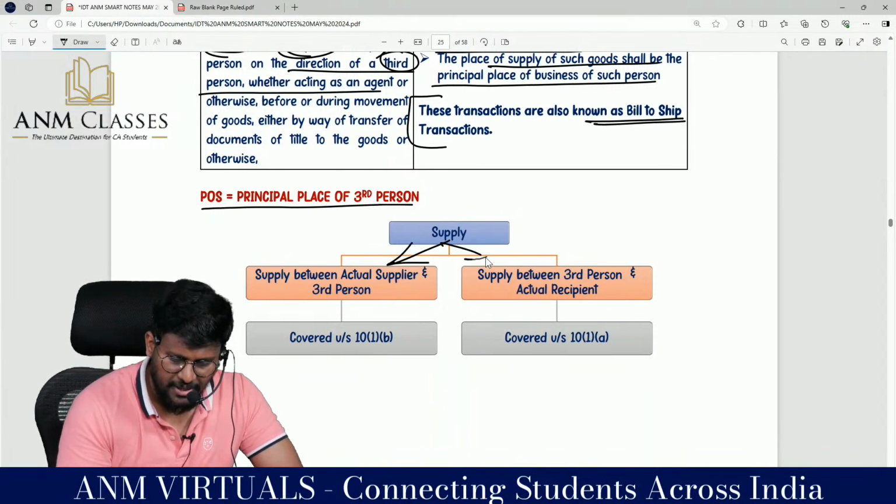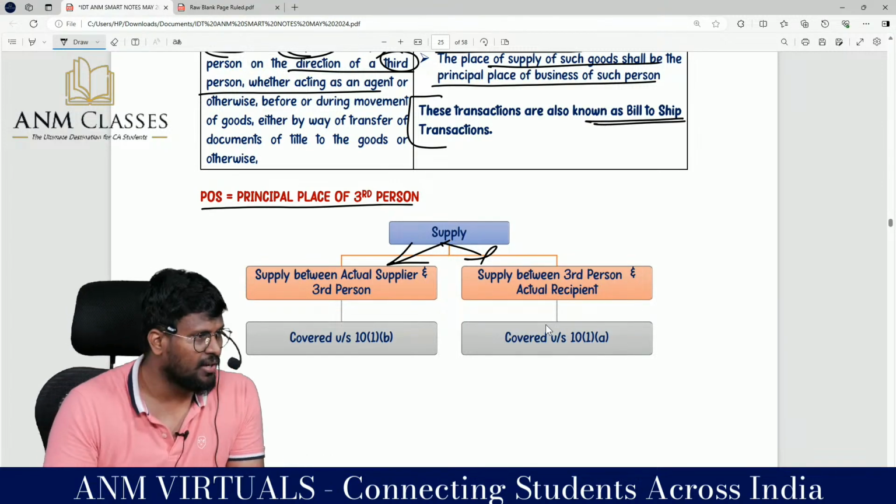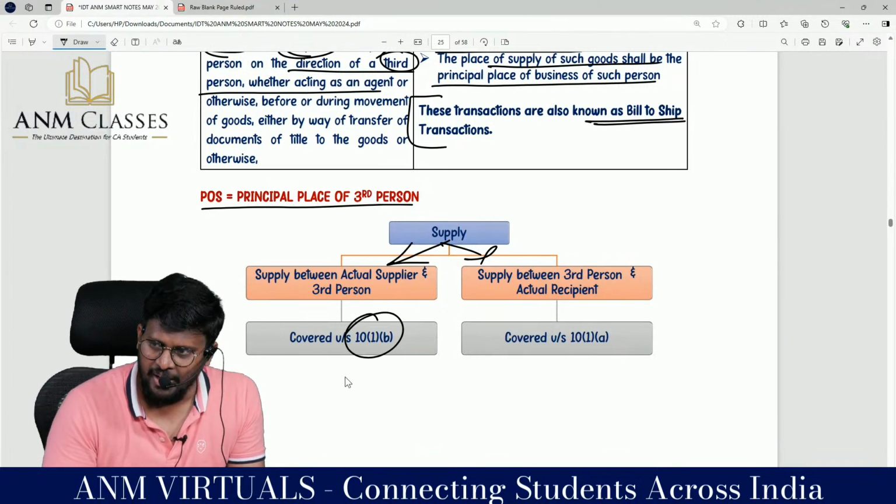Sir, there are two supplies. The supply between the actual supplier and the third person is covered under section 10 subsection 1 class B.